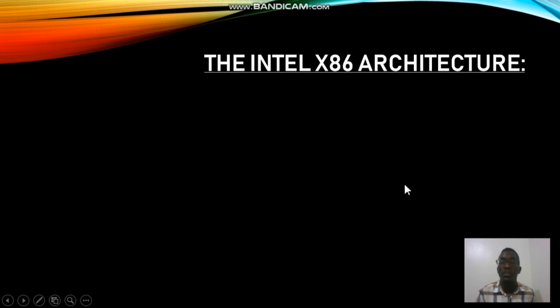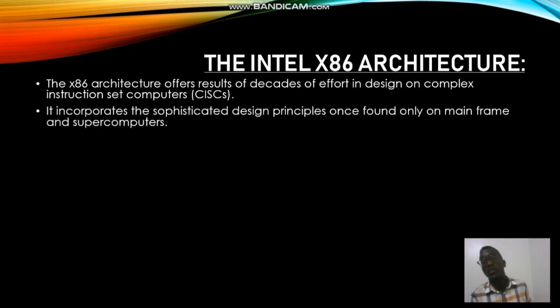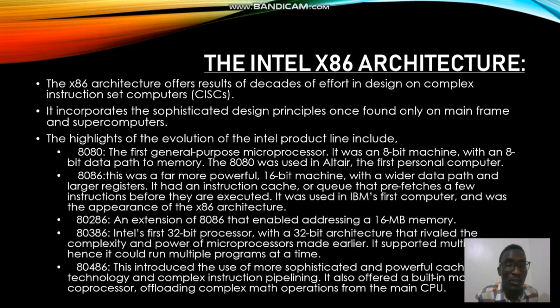Then I'm going to talk about the Intel x86 architecture. This x86 architecture offers decades of effort in design on complex instruction sets. It incorporates sophisticated design principles that were only found on mainframes and supercomputers at that time. As I was saying, among the different processors in this Intel architecture, we have the 8080, which was the first general purpose microprocessor, an 8-bit with an 8-bit data path to memory. It was used in the first personal computer, which was known as the Altair.